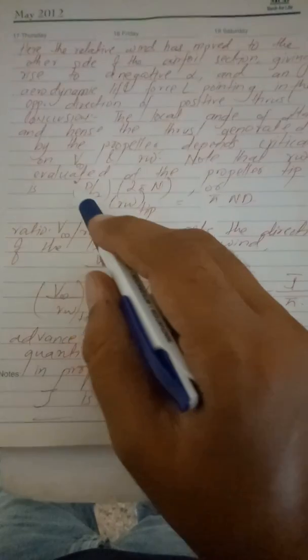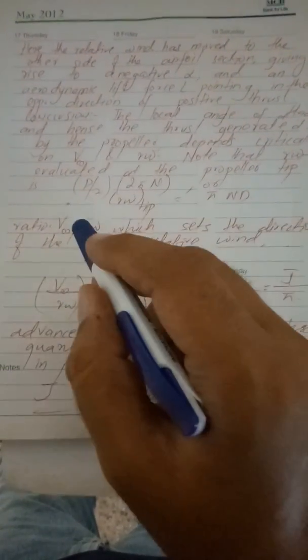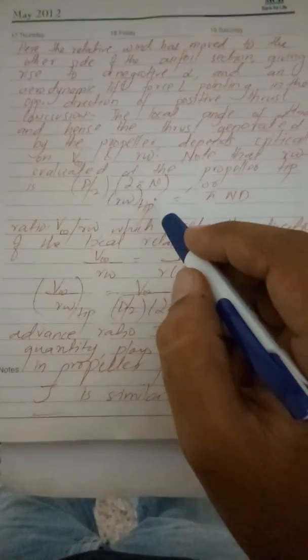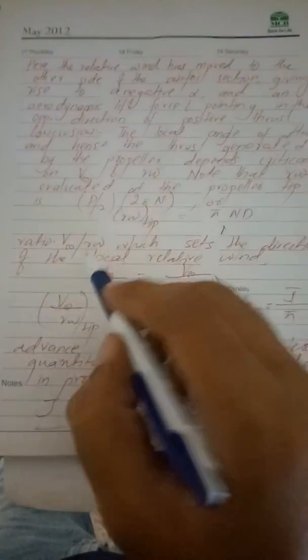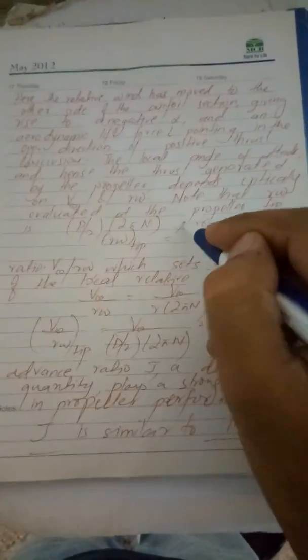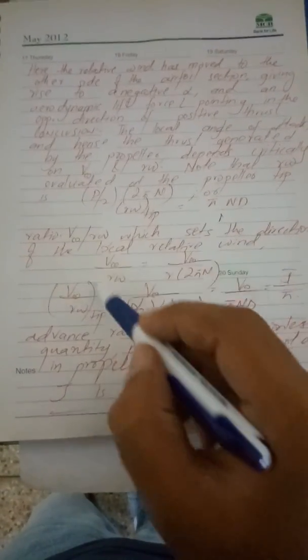Note that r omega evaluated at the propeller tip is d by 2 into 2 pi n, which is r omega tip equals pi n d. That is how you show the evaluation at the tip of the propeller. So this relationship, because of the tip r omega, and the ratio of velocity V over r omega, sets the direction of the local relative wind.